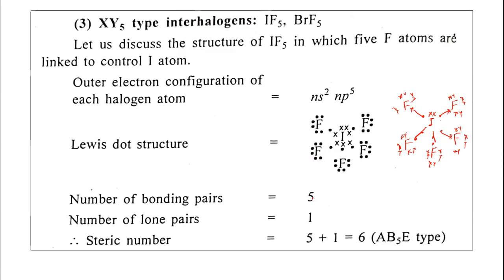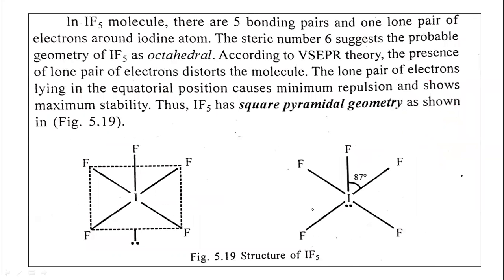So the number of bonding pair electrons is 5, and only one lone pair remains, the unshared pair of electrons. So the steric number is 5 plus 1, which is 6. What is the type of this molecule? It is AB5E, with only one lone pair. The molecule is iodine pentafluoride. For steric number 6, the predicted geometry is octahedral.